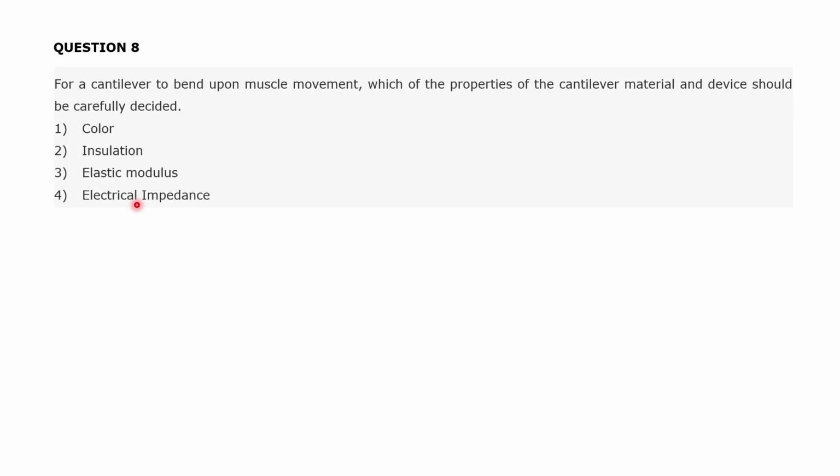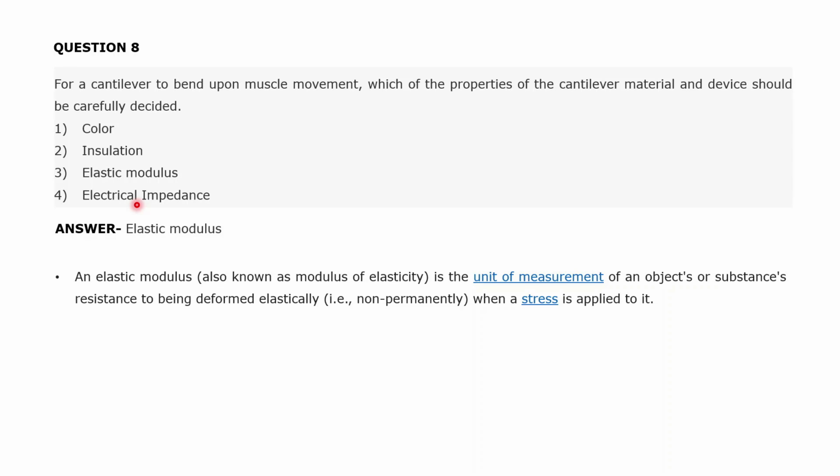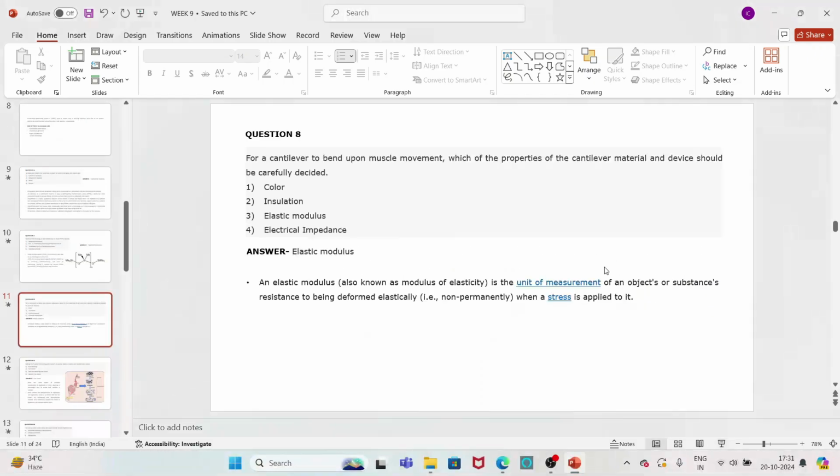Option 3. Option 3, right? So elastic modulus basically is a measure of how much the component or substance or surface that you have made can be deformed based on its elastic nature. And if you look into the cantilever system, I will just move on to the previous slide.